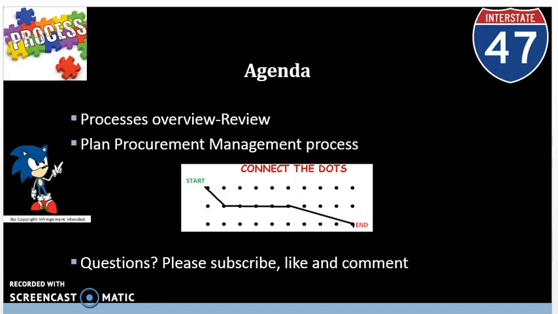Today's agenda will be going over reviewing the PMBOK process table as well as the 40th process, which is the Plan Procurement Management process. This process occurs at the intersection of the procurement knowledge area and the planning process group.